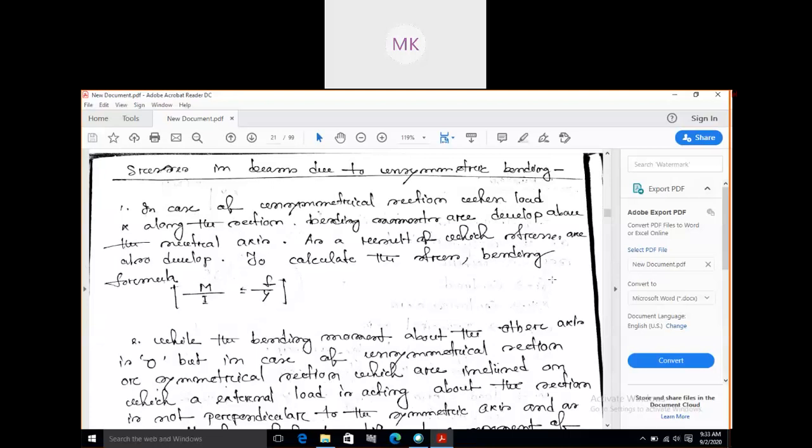Unsymmetrical bending. So, what is this? This topic is stresses in beams due to unsymmetric bending. So what is it actually? Please, all of you, listen.